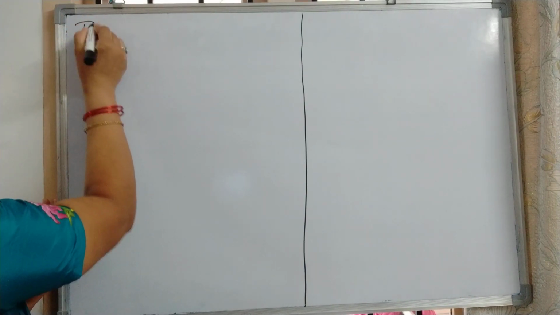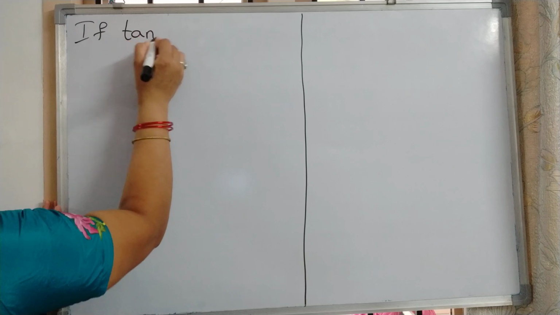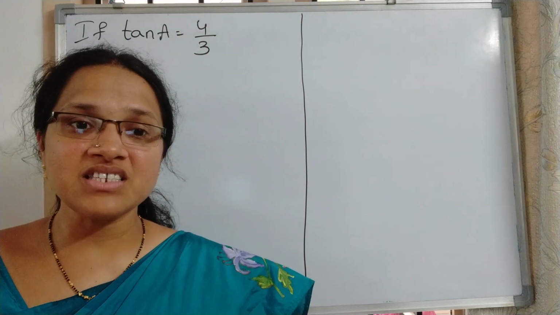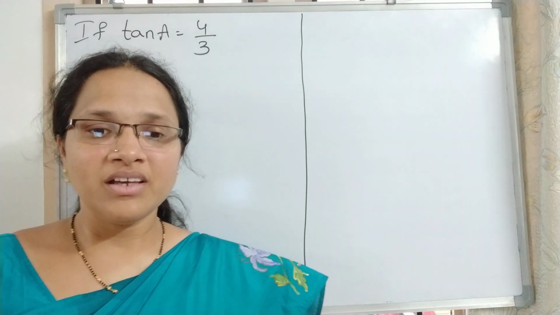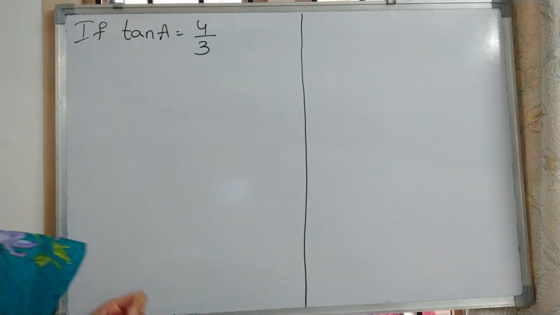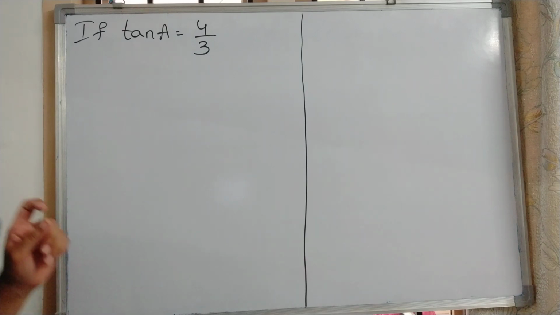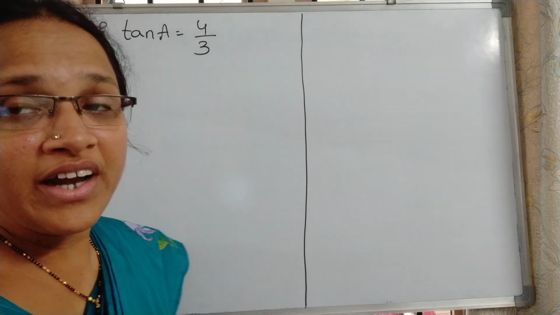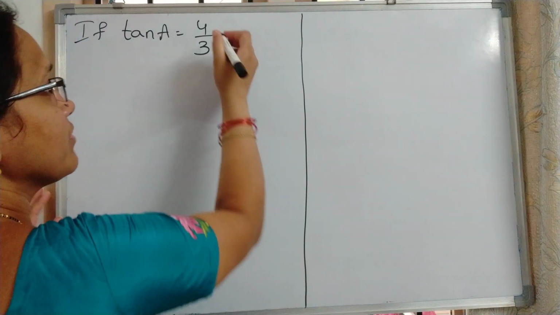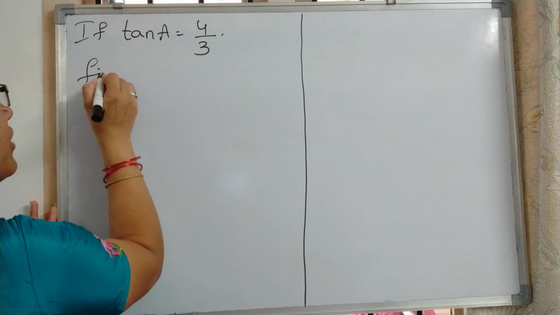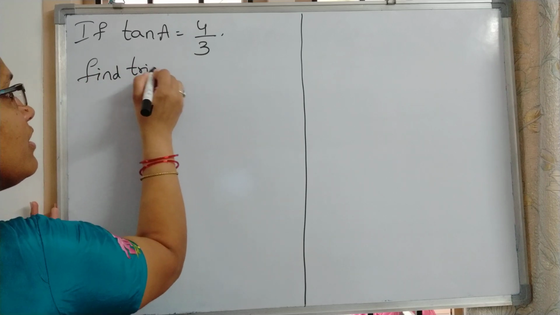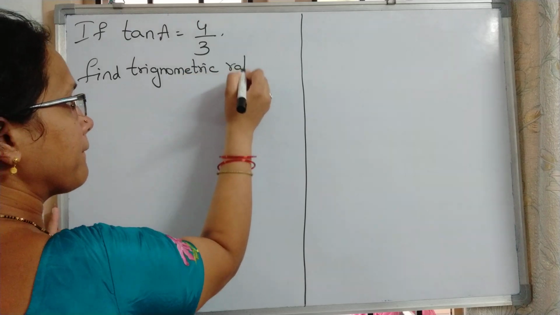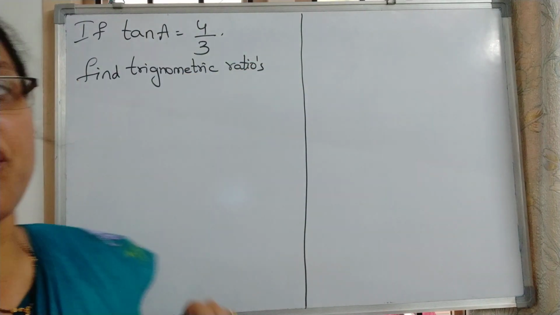If there is a question: if tan A is equal to 4 by 3, also find all the trigonometric ratios. So he is asking to find all the trigonometric ratios. This is one type of question.